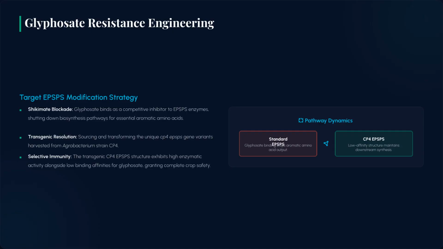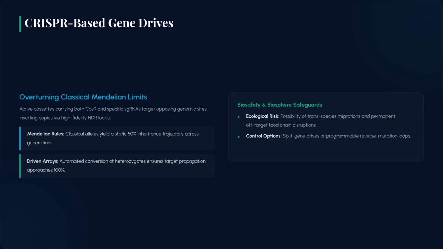Glyphosate resistance is engineered to overcome the shikimate blockade. Transgenic resolution involves sourcing the CP4 EPSPS gene, which has low binding affinities for glyphosate, providing complete crop safety. CRISPR-based gene drives overturn Mendelian limits by ensuring target propagation approaches 100%. Biosafety is addressed through control options, like split gene drives or programmable reverse mutation loops to mitigate ecological risks.